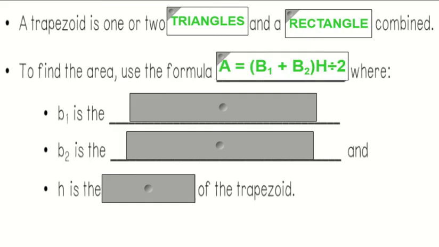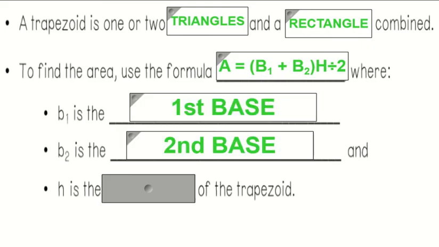So it's A equals, and then it has some parentheses. In the parentheses, it's B1 plus B2. And then it's multiplied by height and divided by 2. The reason it says B1 and B2 like that is trapezoids have 2 bases. B1, obviously then is the first base. B2 is the second base.